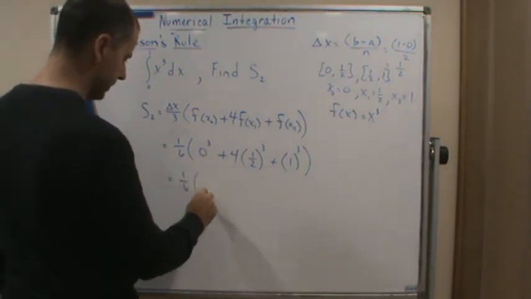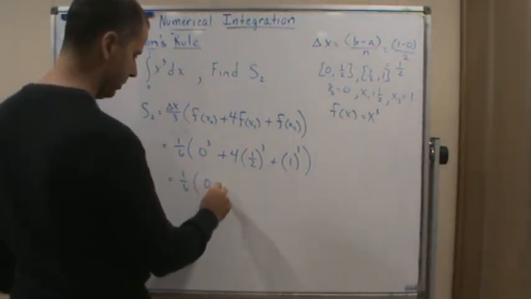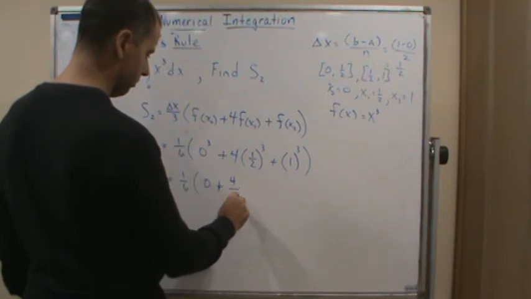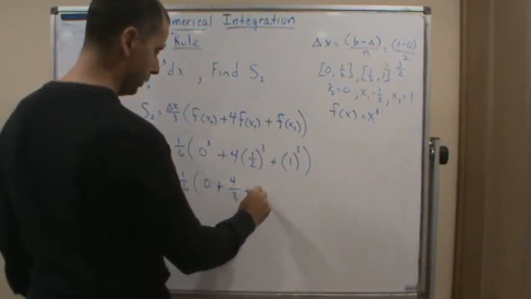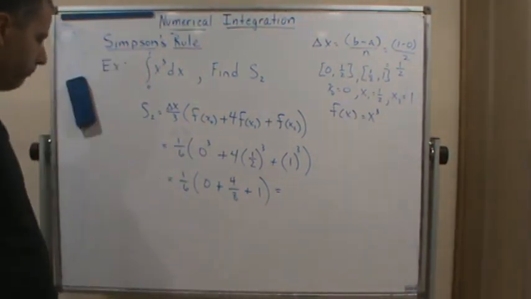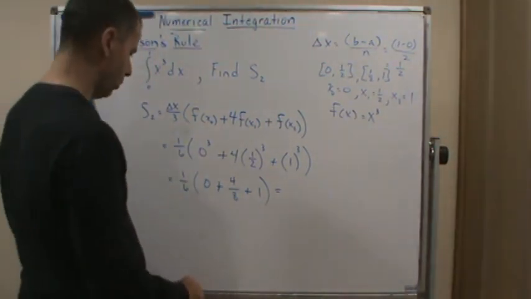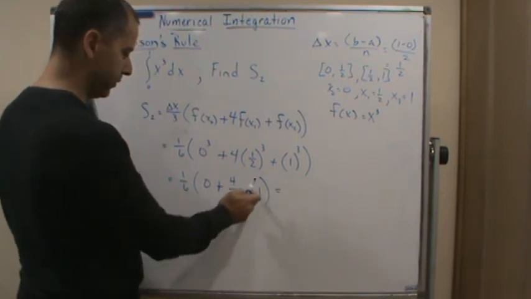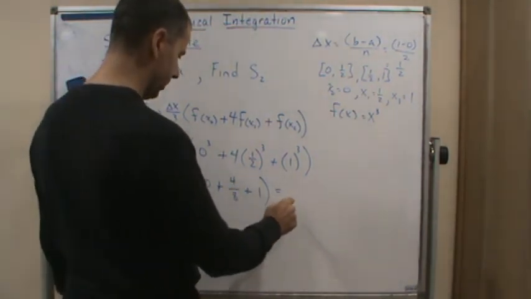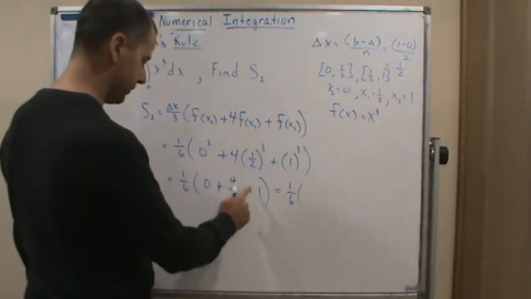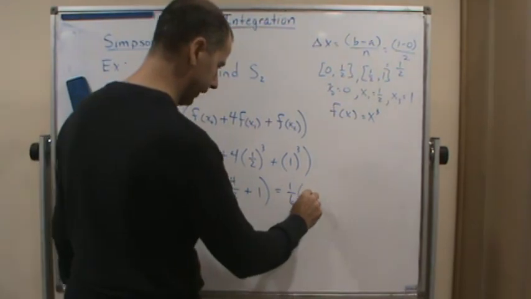Okay, so now we get 1/6, this is just 0 plus 4 over 8 plus 1. Okay, and so what do we get? So let's put this 1 as 8 over 8. So what do we get? We get 1/6 times 12 over 8.